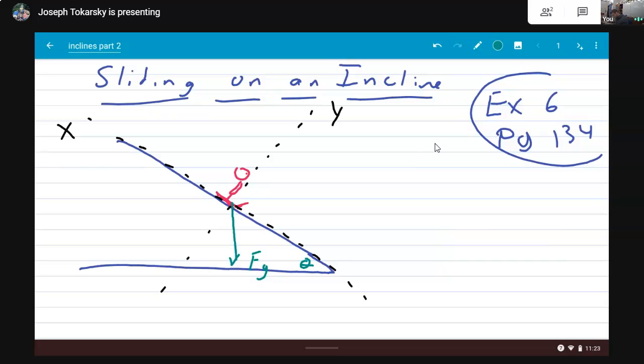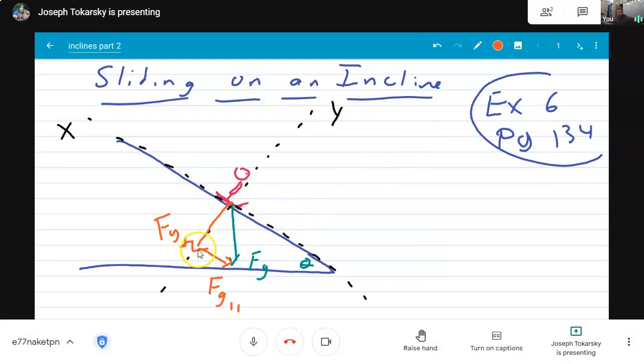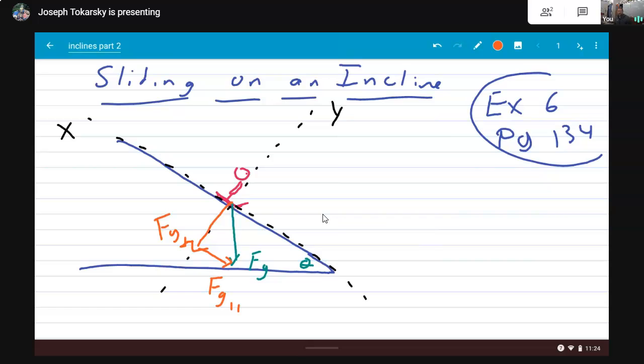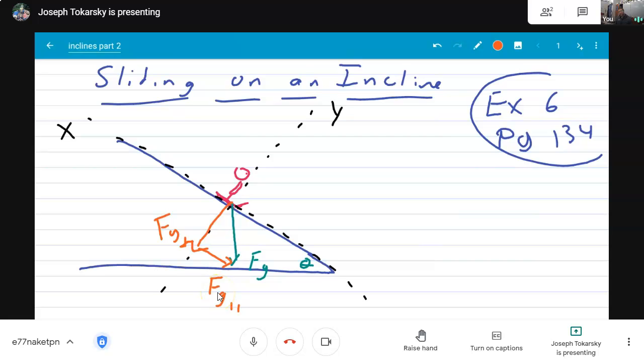Don't forget that the overall weight splits up into two components. FG perpendicular pushes us into the incline, and this second one is FG parallel. It should be drawn looking parallel to the incline. The perpendicular component should be drawn looking perpendicular. If you have to draw that on a test or a quiz, they should look that way. I'm not going to get a ruler out and measure perfectly, but they should look that way. FG parallel is the part or component of the overall weight that pulls me down the incline.